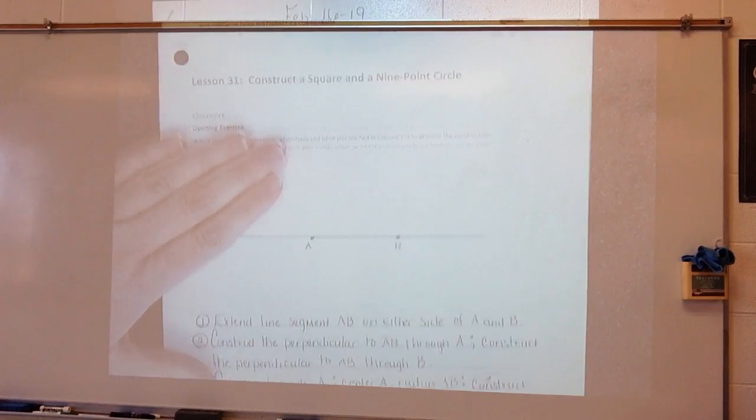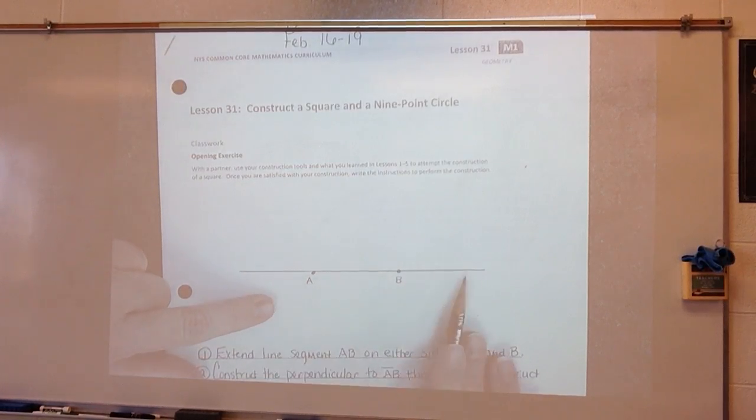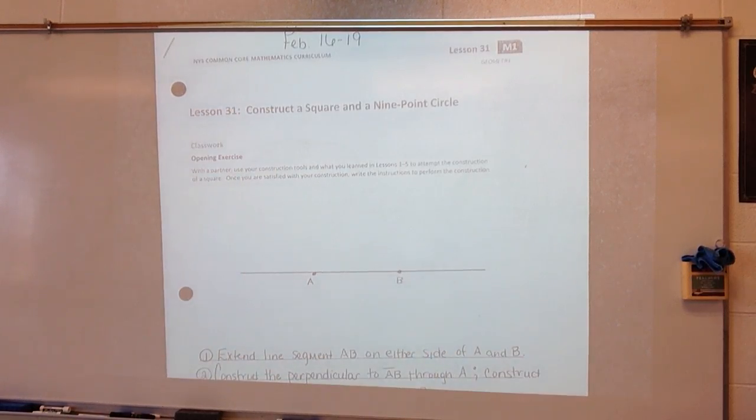Alright, so our first step says to extend line segment AB on either side of A and B. So I went ahead and I drew segment AB, and I extended it on both sides. Okay? So it says construct the perpendicular to AB through A, and then we're going to construct a perpendicular to AB through B. Alright, so let's talk about, if you don't remember how to construct, guys, lessons 1 through 5 were our construction lessons. So if you want to go back and review that, you can. But we're going to just kind of go through this quickly.